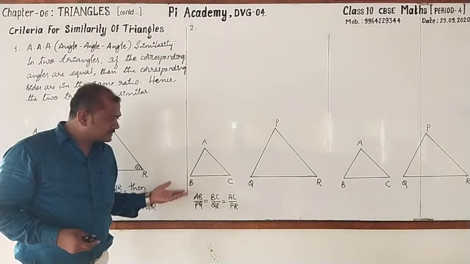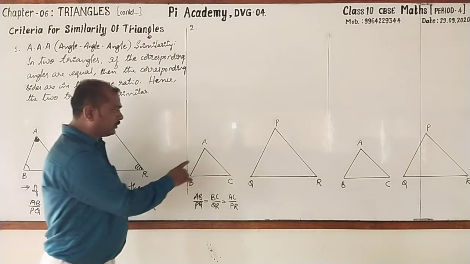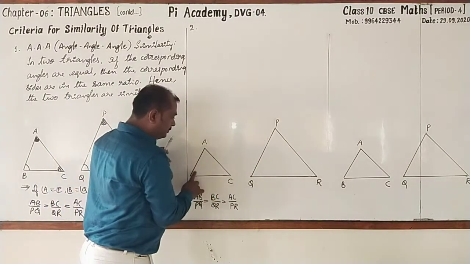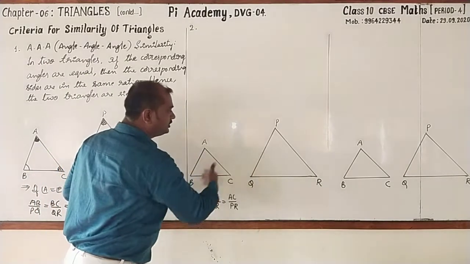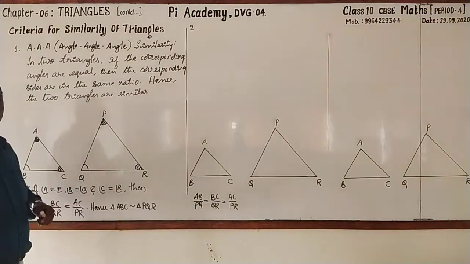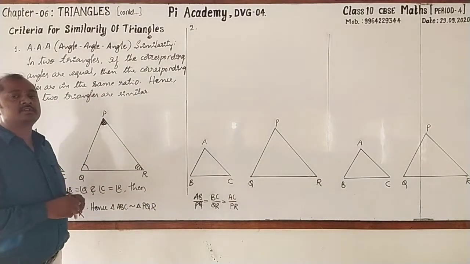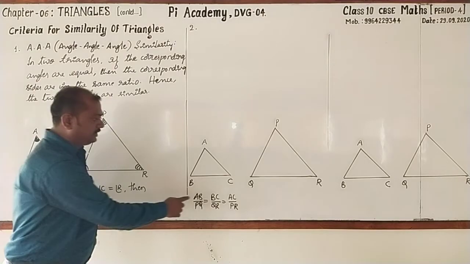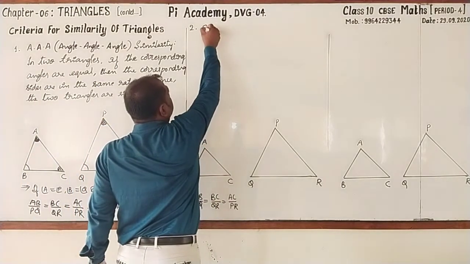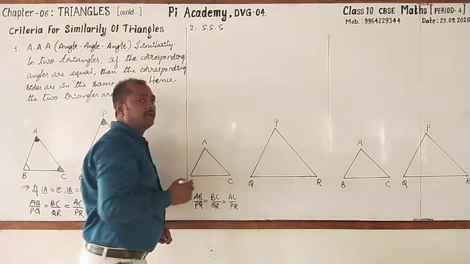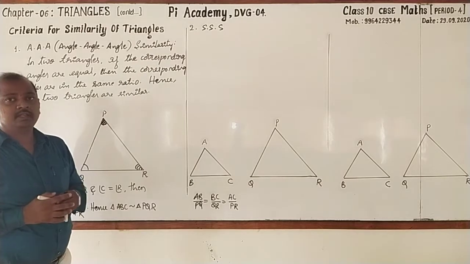If the sides are in the same ratio, then the corresponding angles will be equal. That is, angle A equal to angle P, angle B equal to angle Q, and angle C equal to angle R. Hence, you can say these two triangles are similar. Did you understand? So, could you tell which similarity criterion this is? Here we have taken only the sides. Yes, you are right. It is SSS similarity criterion. That is side-side-side similarity criterion.